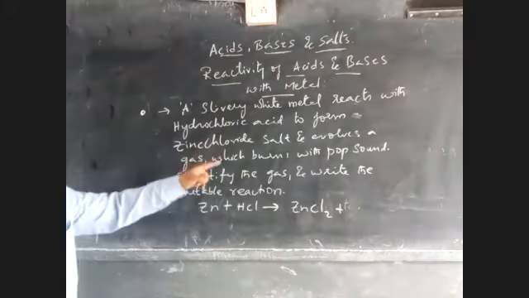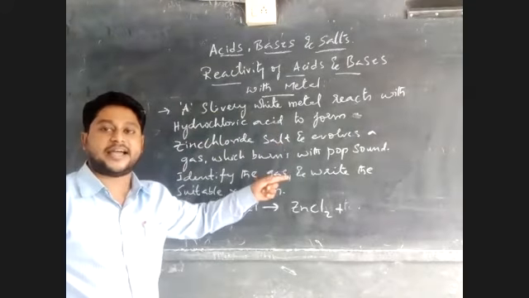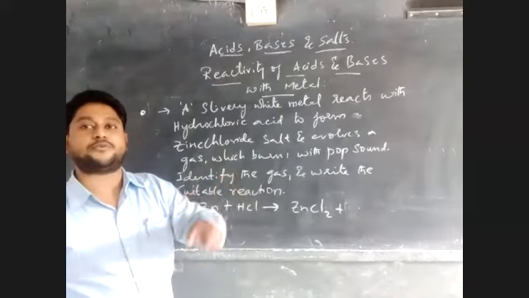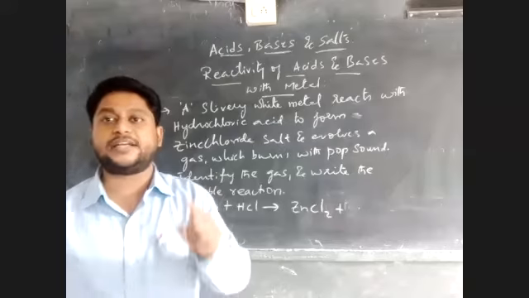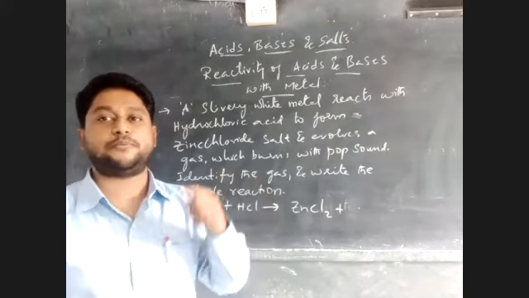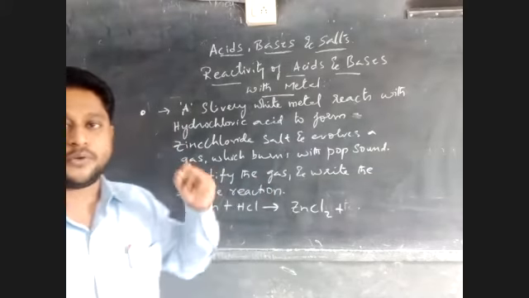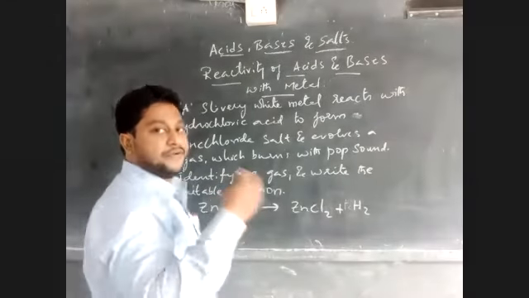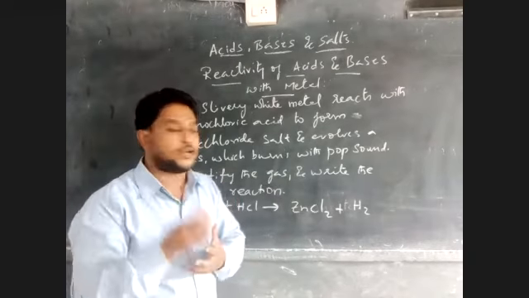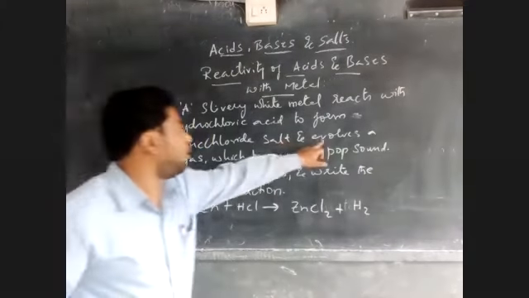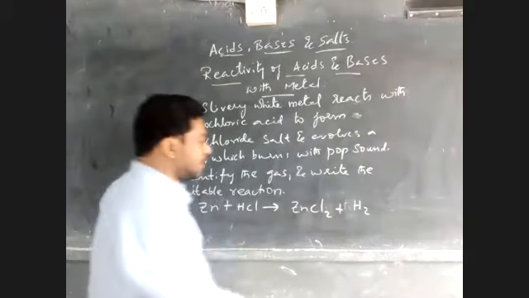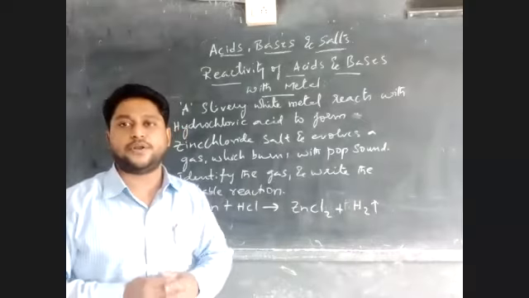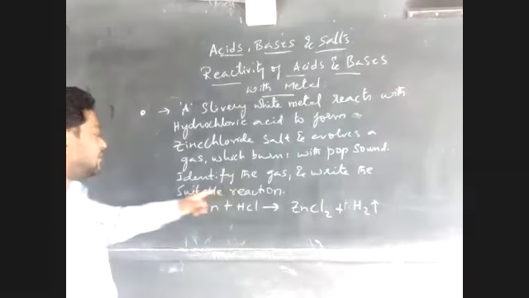And evolves a gas. He did not say that it evolves hydrogen gas. He said it evolves a gas that burns with a pop sound. So you have to know which gas will evolve and which gas will burn with the pop sound. That is only hydrogen gas. Don't forget to represent evolution of gas. Whenever you see evolution of gas, here we have written evolves a gas, you have to represent it with an upward arrow mark. This indicates evolution of the gas. And write the suitable reaction.